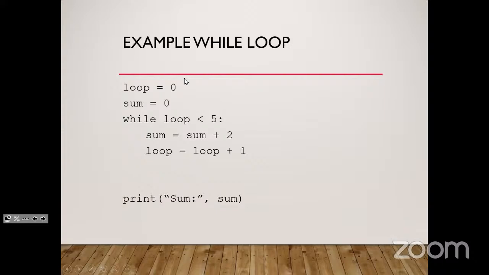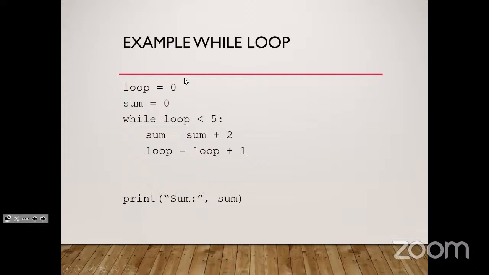Now, while loops need to have all of their variables set up before the loop happens, because if you create a variable and give it an initial value inside the loop, every time the loop runs, it resets itself. So be careful of that. We're going to set up a variable called loop and put it at 0, and a variable called sum and let it start at 0. While loop is less than 5, we're going to add 2 to sum and 1 to loop. Does that make sense?